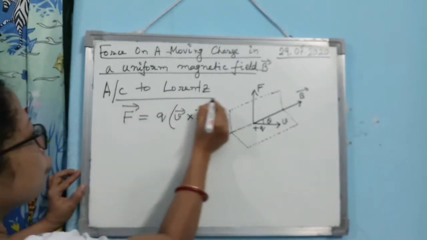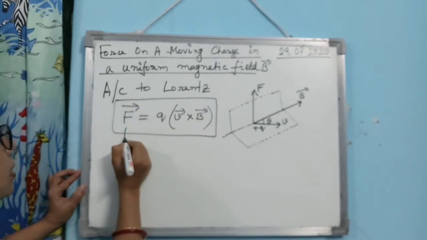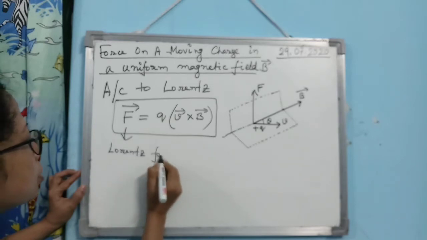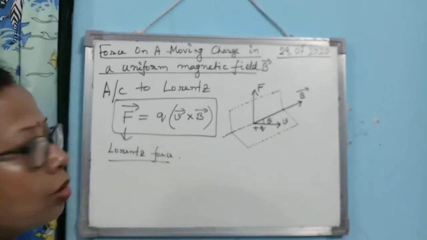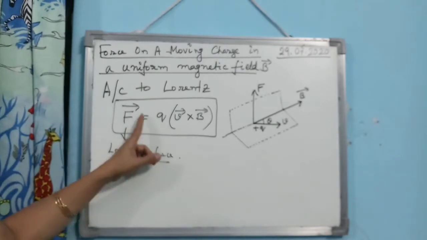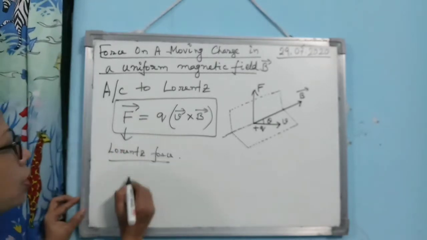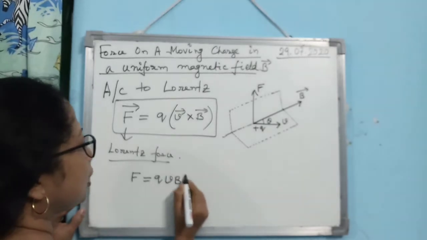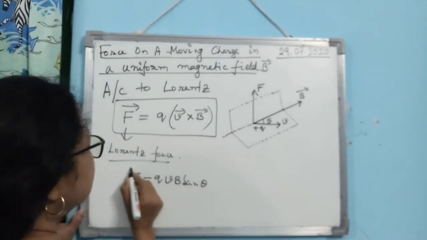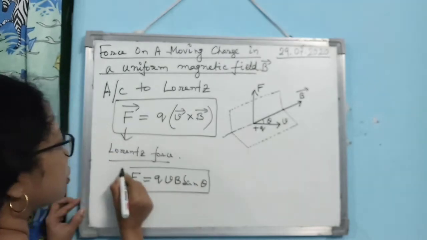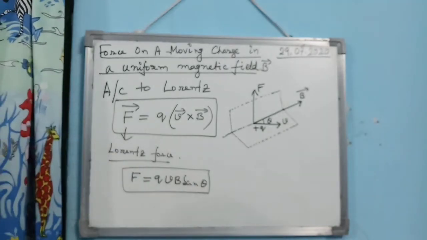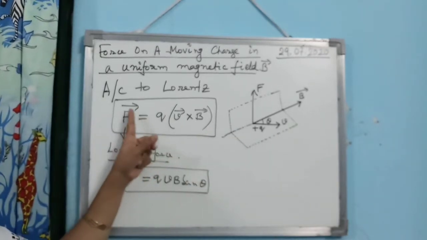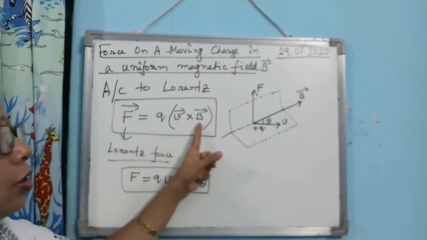This force is also known as the Lorentz force. So according to the Lorentz force, what will be the magnitude of the force? The magnitude of the force is given by QVB sine theta. This is the magnitude of the force. Now, how to find out the direction of the force? The direction of F will be along V cross B.